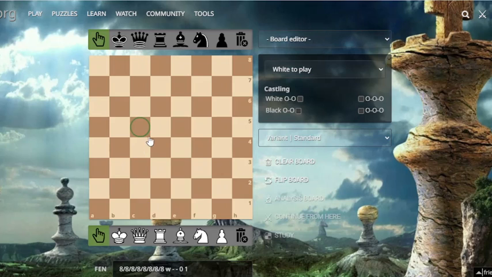So for example, there's this square, so you see that it's on the C file, so it's C, and then it's on the fifth rank, so it's C5. And say there's this square, and it's on the H file, so it's H something, and then it's on the 8th rank, so it's H8. So that's how you name the squares on the board.